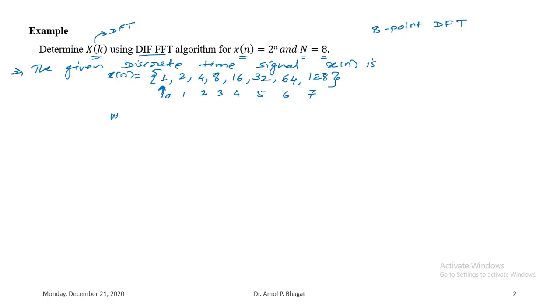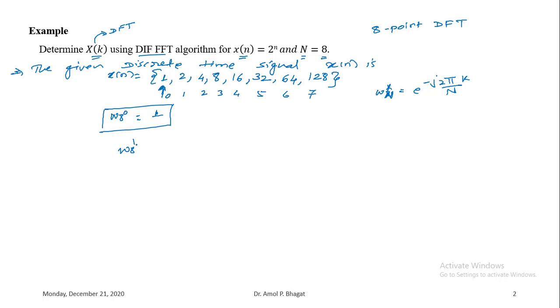So your W8 0, so this W8 k is nothing but e to the power minus j 2 pi k by capital N, right? So in this case it will be simply e to the power 0, as the value of k is 0. So 0 multiplied with this complete quantity will be 0, so W8 0 will be 1, right?